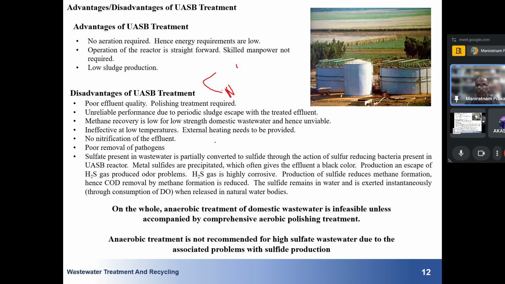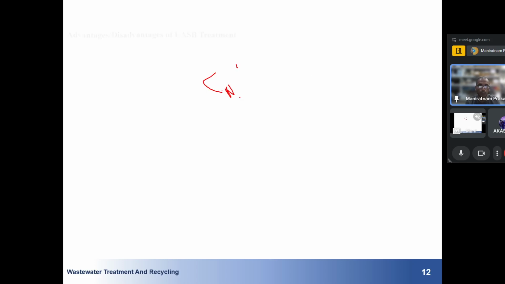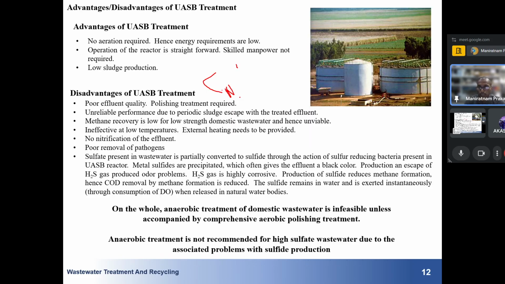Poor removal of pathogens. So you can see in this picture that there is no facility to remove the pathogens, which are harmful bacteria. So there are high chances that harmful bacteria will come out from the treated water outlet. Okay, sulfate present in wastewater is primarily converted into sulfide through the action of sulfate reducing bacteria.